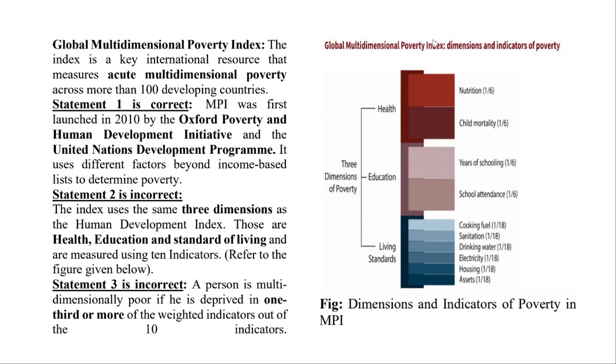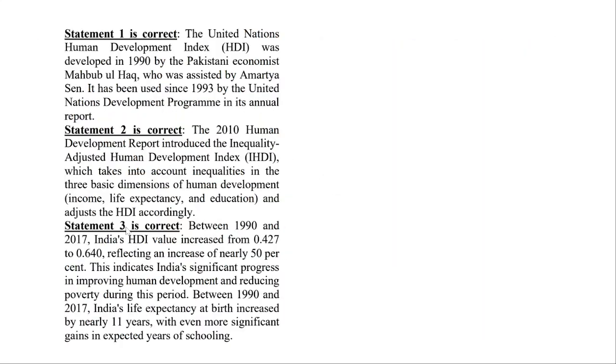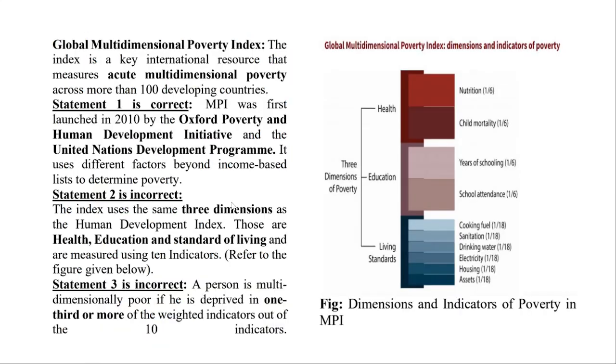If you look at this MPI, the Global Multidimensional Poverty Index, what are the various dimensions and indicators? One is health. Within health you have nutrition and child mortality, which has one-sixth weightage, and then you have education. There are basically three dimensions: health, education, and living standards. In HDI you have income, life expectancy, and education. Here education is common; instead of life expectancy you have living standards, and instead of income, health is there. This is very important.